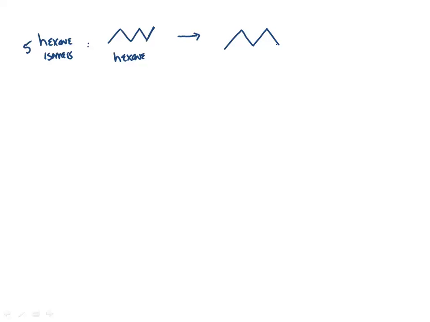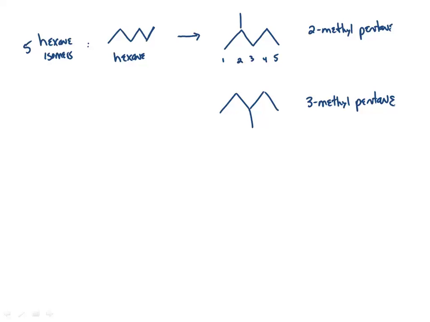Right, and where can I put it on that molecule? I'll number them again just so we can refer to it. Where can I put methyl groups on that? Yeah, the 2 is different. The 3 is different, but notice the 4 is the same as the 2 if I just count from the other end, right? So this is 2-methylpentane and 3-methylpentane. So we're already halfway there.